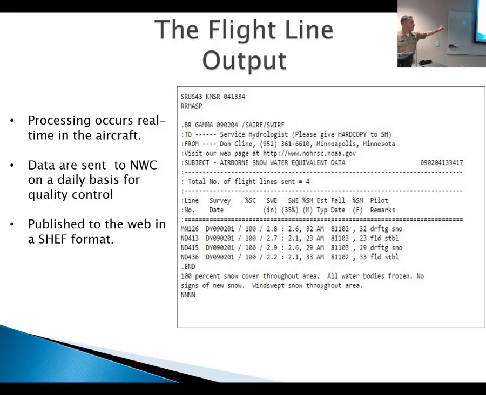So it tells us the line that was flown, the day it was flown, and the percent snow cover, which is also entered by eyeball by the pilots. You can see it's 100%. And then the snow water equivalent, the snow water equivalent normalized for 35% soil moisture, the actual soil moisture that we used in the estimate, the date that was flown, and then pilot remarks. And you can tell how exciting some of these lines are for pilots. You see drifting snow, fields doubled, drifting snow, fields doubled. You get a little repetitive.